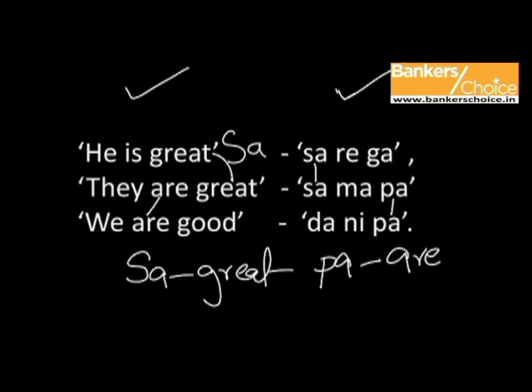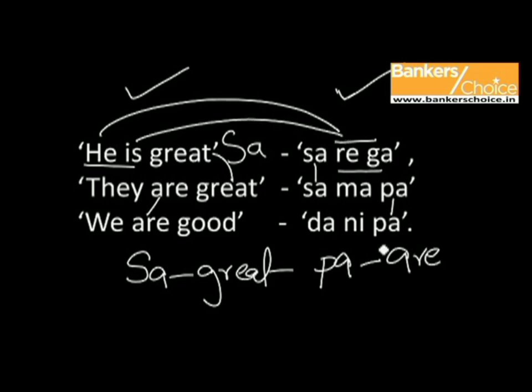Now if they ask what is the code for is, we were able to find the code for great, but here we are left out with he and is, and on the code side re and ga. So he can be represented with either re or ga. Similarly is can be represented with either re or ga. So we can't exactly say what is the code for is.